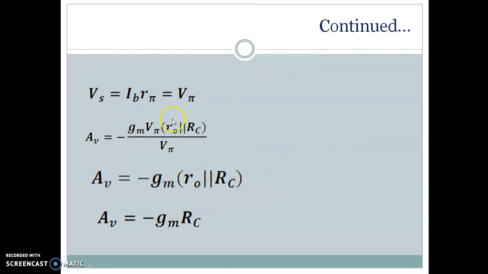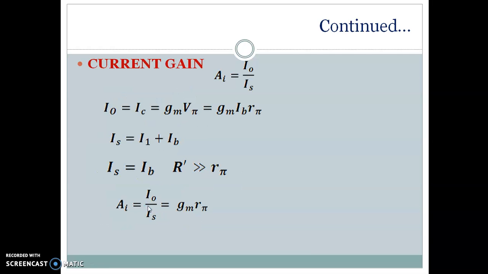My Vs is equal to Ib times R pi. So substituting this relation, you get it is minus Gm R0 parallel Rc. Out of this, R0 and Rc, the smaller value will dominate, so the equivalent resistance will be closer to the smallest. Therefore Av is approximately minus Gm times Rc. The negative sign indicates that input and output signals have a 180 degree phase shift.